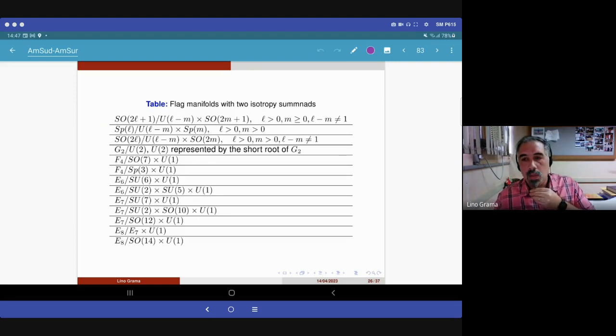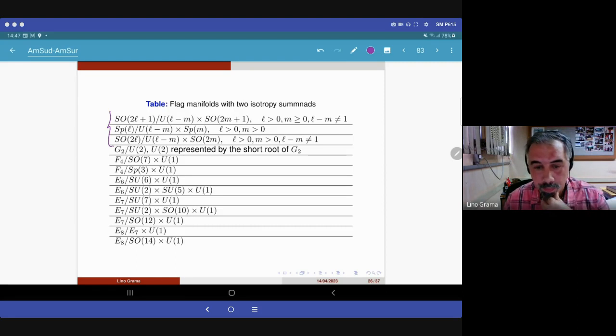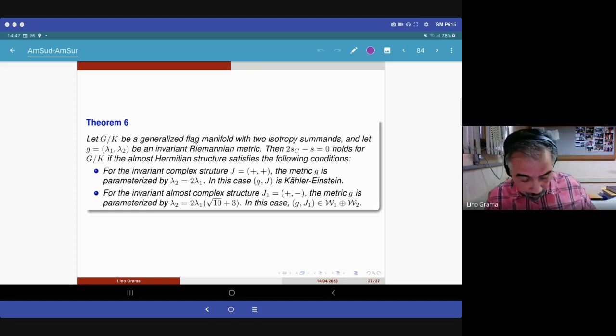This is worth pointing out here, because we try to adopt the strategy for all manifolds at the same time. This is the list of flag manifolds. There are three infinite families here, and then the exceptional Lie groups, and then we have our theorem.